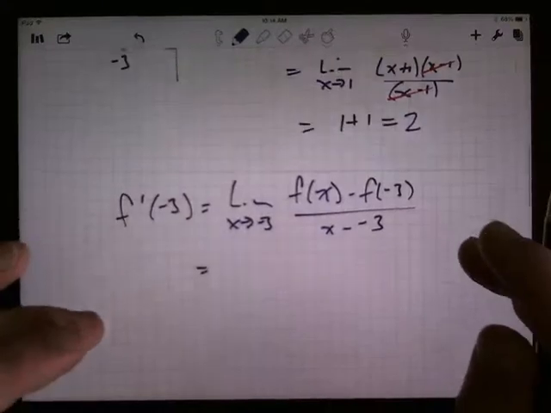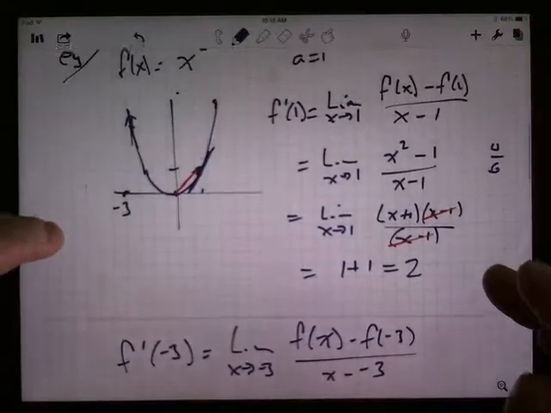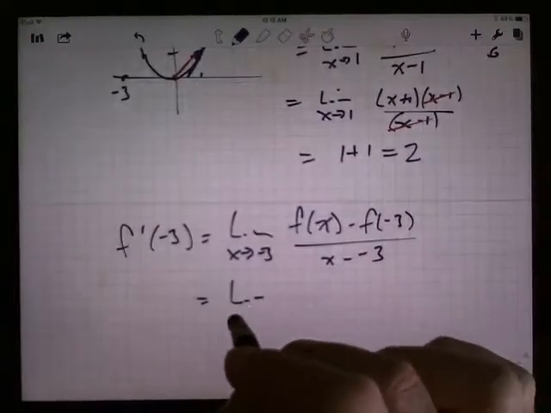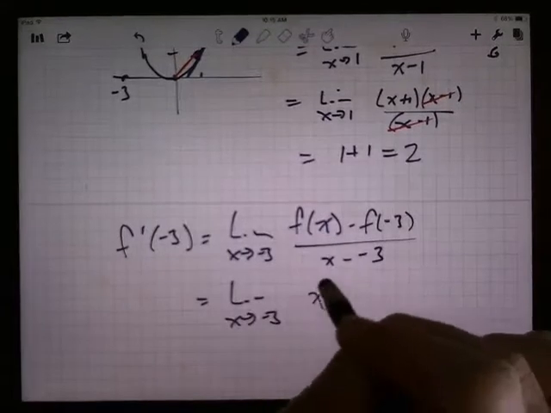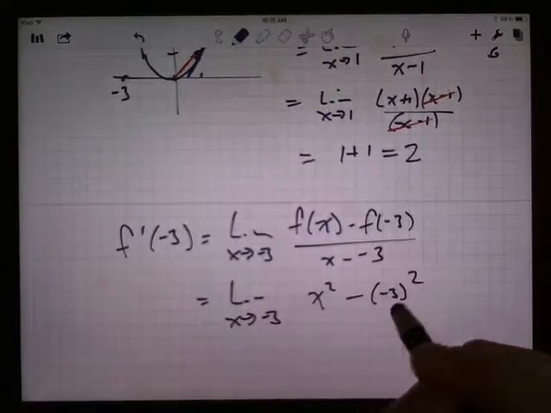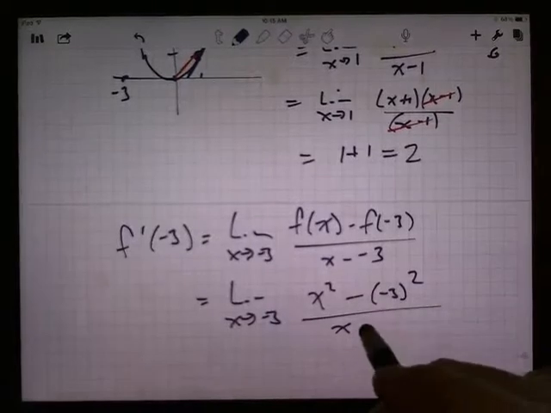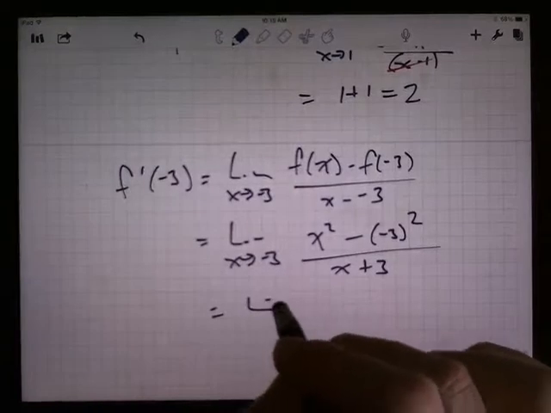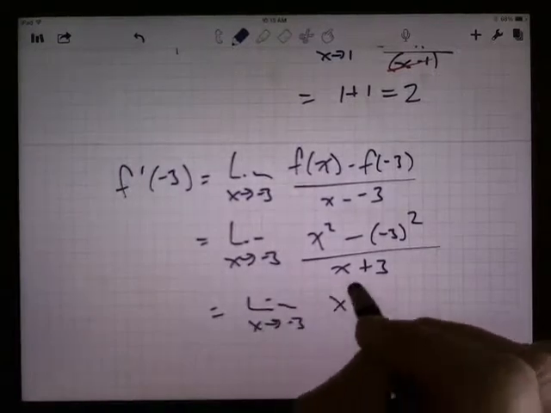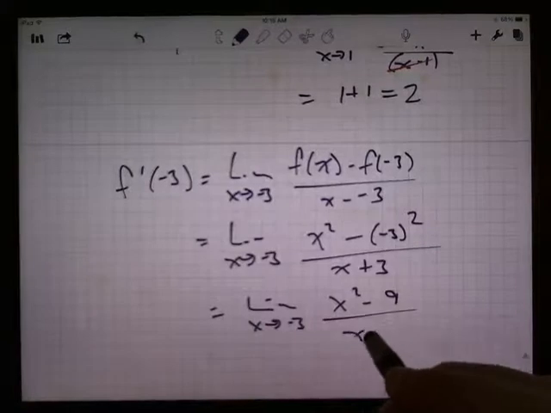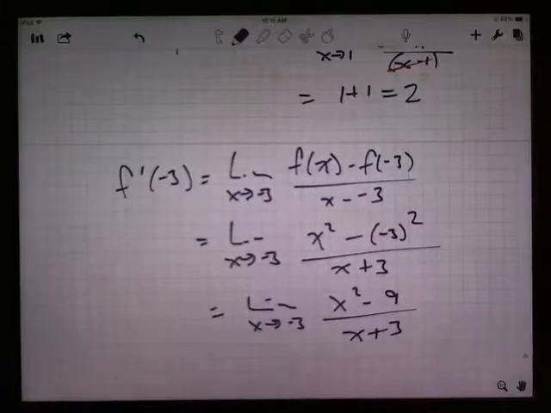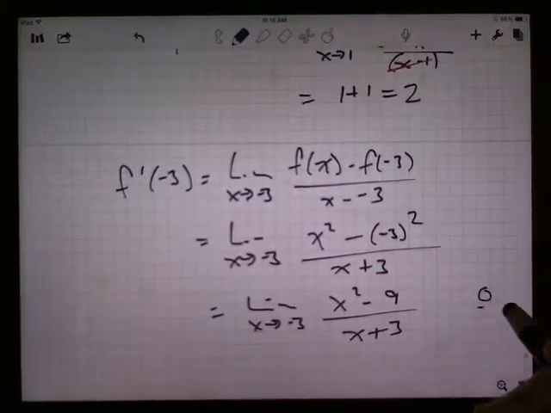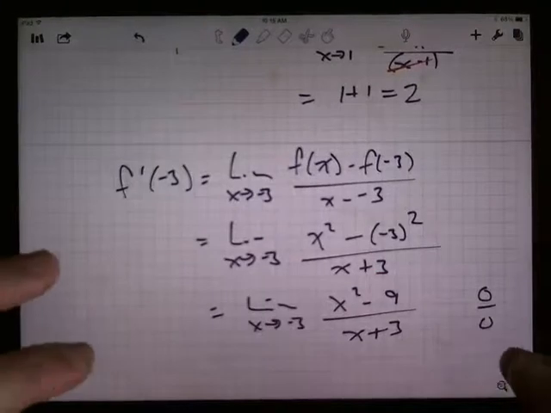So this is equal to, all right, I'm going to apply my function. What was f of x? f of x was x squared. So this is the limit as x goes to -3 of x squared minus (-3) squared over x minus -3, and the negative becomes plus 3. So this looks like the limit as x goes to -3 of x squared minus 9 over x plus 3. Plugging in the -3, it's 9 minus 9 on the top, that's a 0. It's -3 plus 3, that's a 0 on the bottom.